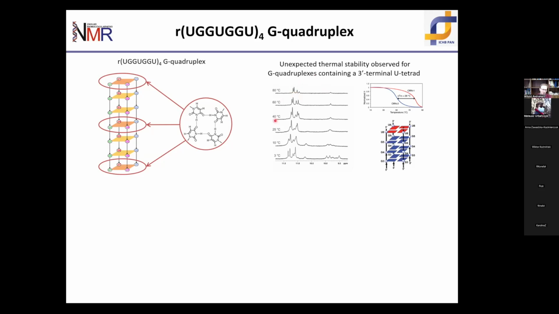And we weren't actually the only people that saw that if you put a uridine tetrad specifically at the 3' end of a biomolecule or of a G quadruplex, you see a huge increase in thermal stability. This G quadruplex without this U tetrad melts at around 50 degrees, while with this U tetrad, around 80. If you put the U tetrad in the middle or on the 5' end, you don't see this effect. So there is something very special about this uridine tetrad at the 3' end, and we were very interested to find out what.